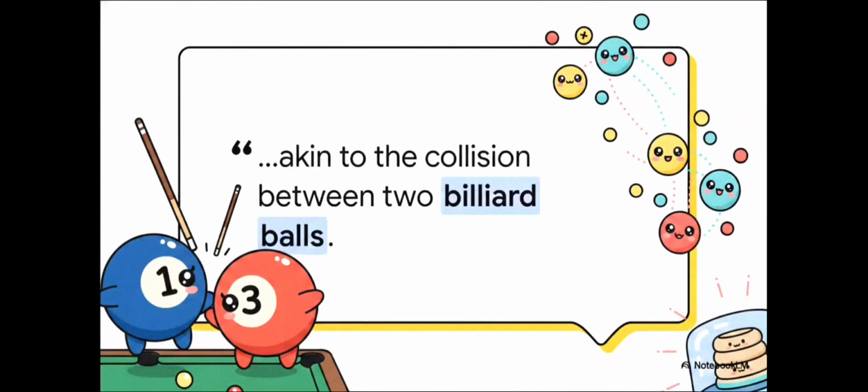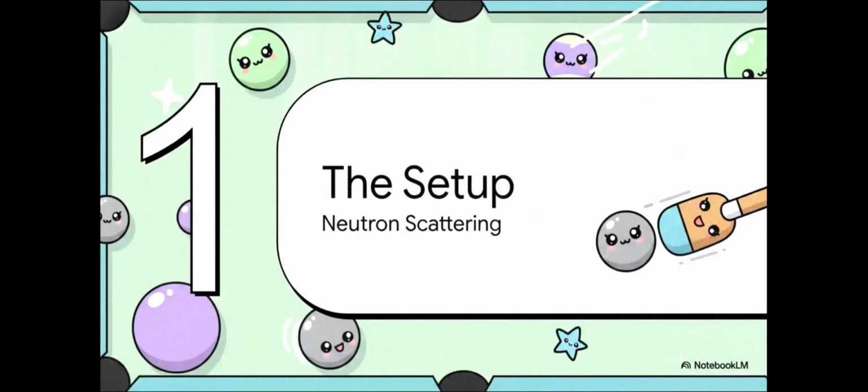Well, the source text gives us this brilliant little visual to help us out. It says the process is akin to the collision between two billiard balls. And honestly, that's the perfect way to think about it. Controlling a reactor all comes down to the microscopic, precise kinematics of how these tiny particles bounce off of one another. Section 1, the setup, neutron scattering.